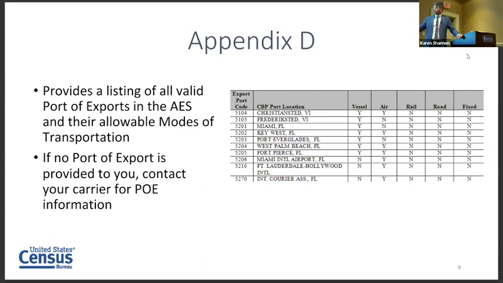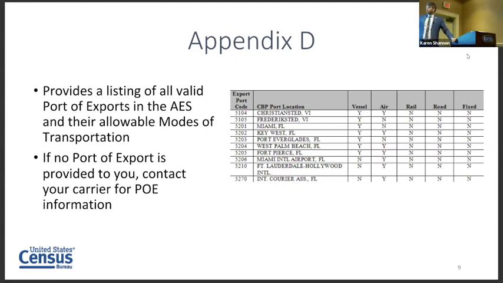You could go here to 5201. The clicker is not really highlighting it too much, but 5201 is for Miami, Florida. So you might look at that and say, hey, cool, 5201 is what I'm going to put in. The system's going to reject that because 5201 is not valid for air MOT. And so then you would need to go down the listing and say, okay, Miami International Airport is probably the most likely. We would tell you, go with that option and then reach out to the carrier to have them confirm your port of export.